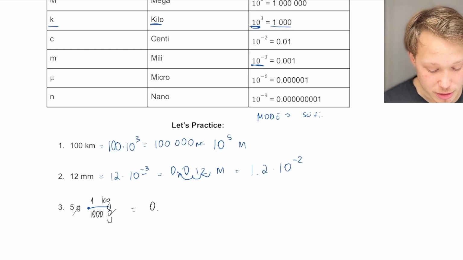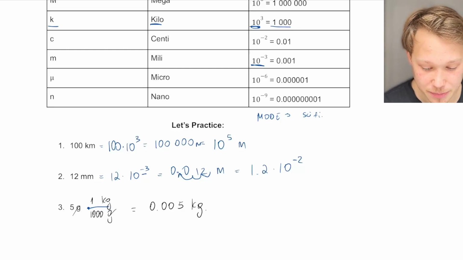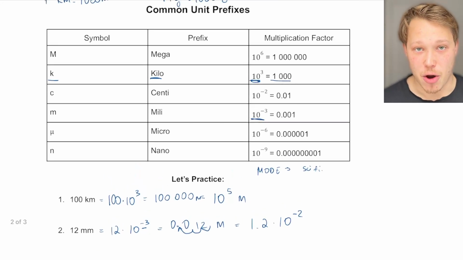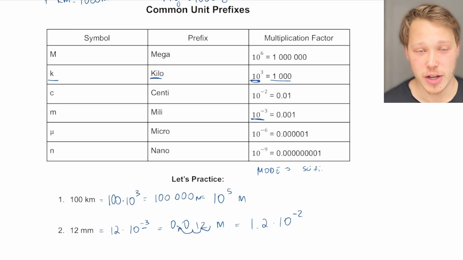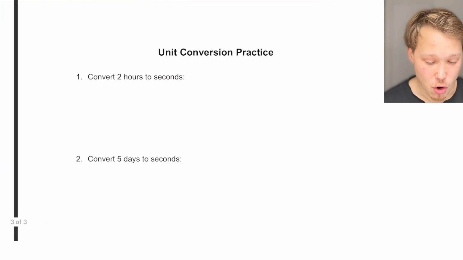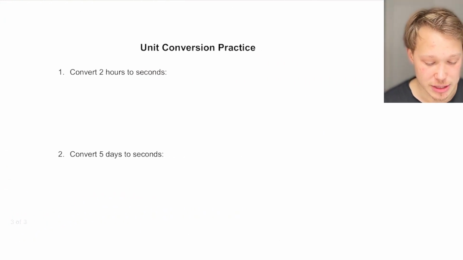So it'll be 0.005 kilograms. Fantastic. Now, in the next part, we're going to learn a unit conversion method, a really useful method for converting one unit into another. So over here, I will teach you this method.